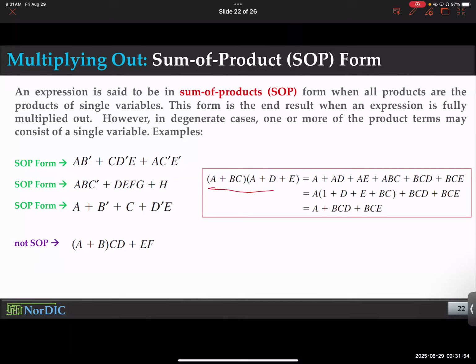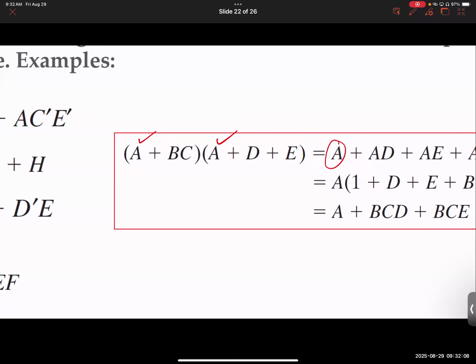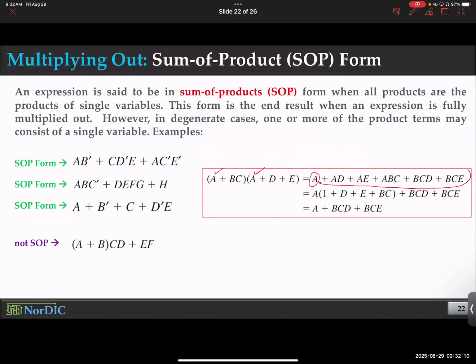Okay, so what we do is we basically multiply everything like this. Why do you see an A here? Can anybody guess? Yes, thank you. When you multiply A and A, it becomes A. And similarly, you just keep simplifying using the theorem we talked about. Apparently, you end up with this expression. This expression is the sum of product form.